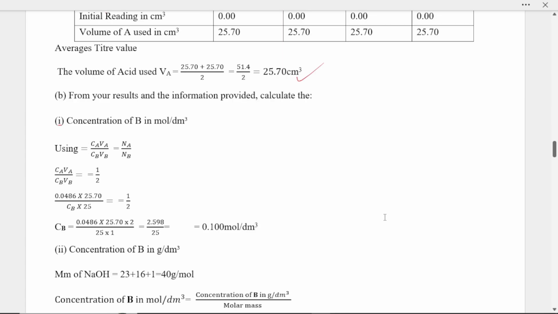Now the first question says calculate the concentration of B in mole per dm³. And when you go back to our B, sodium hydroxide, 1 gram in 500 cm³. So we cannot use the concentration in mole per dm³ directly, because we have gram per dm³ per molar mass. So what you can always use is our CaVa over CbVb formula. So substituting the values correctly, we're going to have our CB to be 0.100 mole per dm³, which is 3 significant figures.